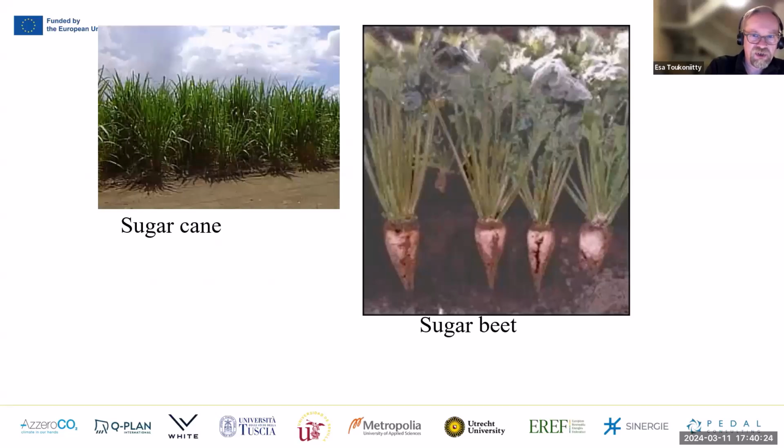The table sugar is most commonly extracted from sugar beet or sugar cane. When you squeeze the juices out, those are rich in that sugar component. But of course, again, it's a lignocellulosic biomass, so there is what is left over. It's typical lignocellulosic material and so on.